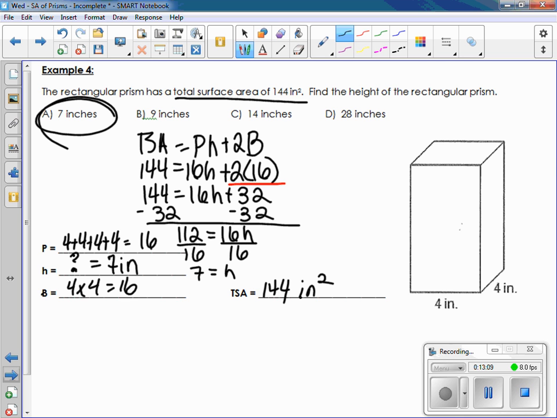Now, worst case scenario, if you're on a STAR test or a multiple choice test and you have these multiple choice answers, just start plugging them in until you figure out which one works. It's more time consuming, but at least you're guaranteed to get your answer right.